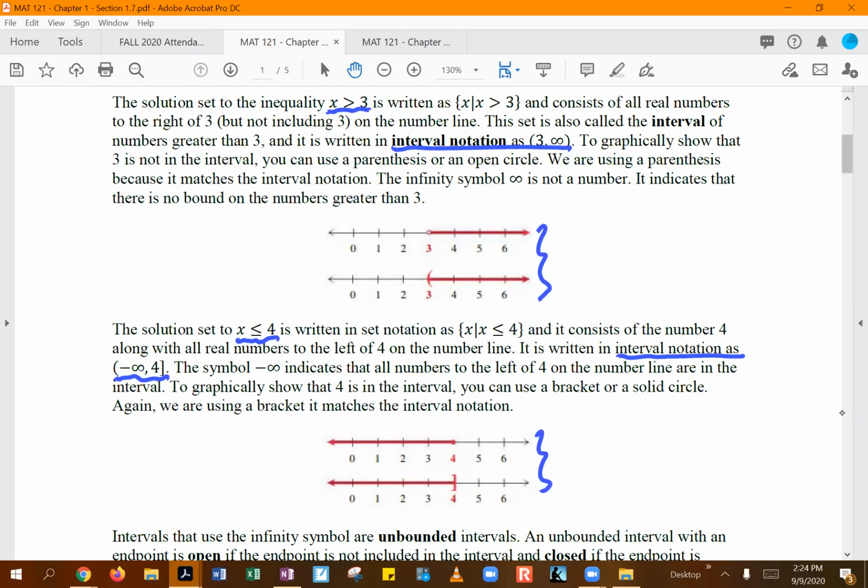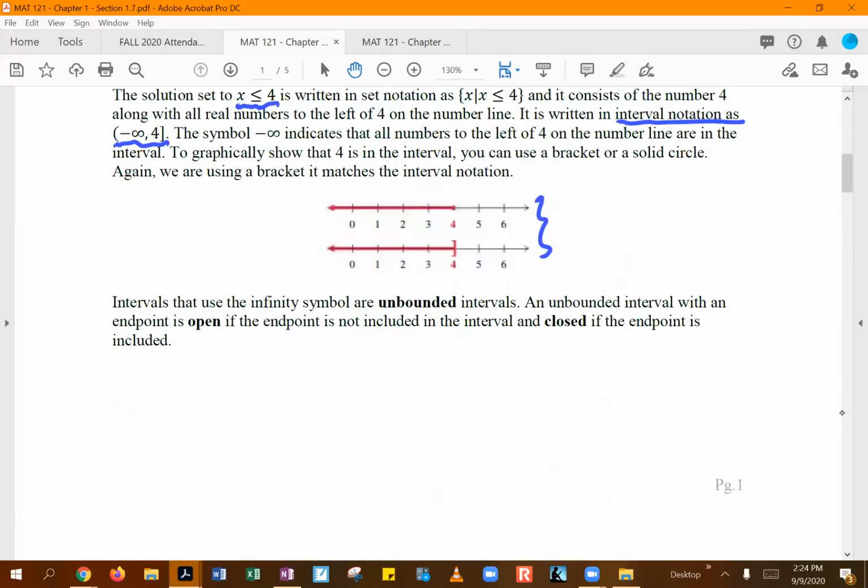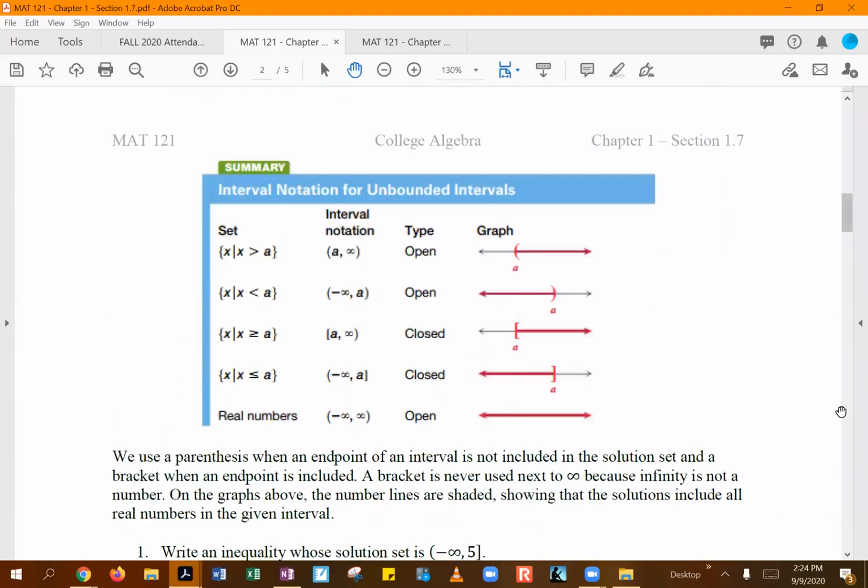So infinity and negative infinity, we always use parentheses on them. Doesn't matter if we want to include those numbers. Since they're technically not numbers, we never use brackets on infinity and negative infinity. So that is something you always want to keep in mind when you're working with interval notation.